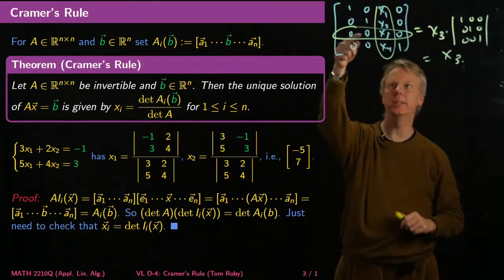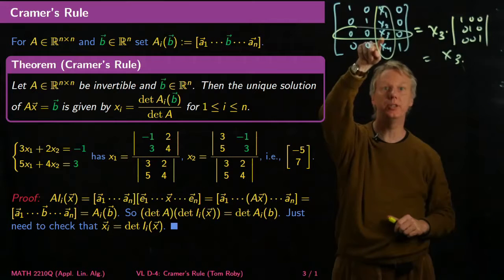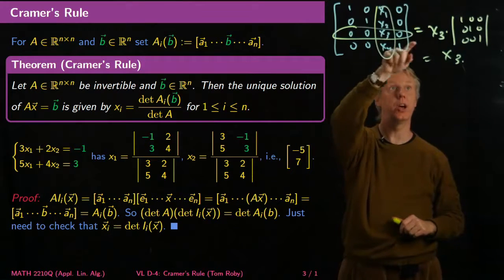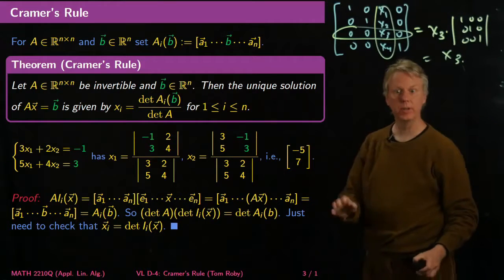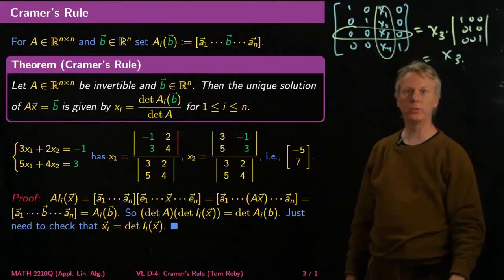Because this is always in the ith position, it's always going to have a positive sign, right? So I don't need to worry about a sign there. Okay, so that explains why this Cramer's rule is true.